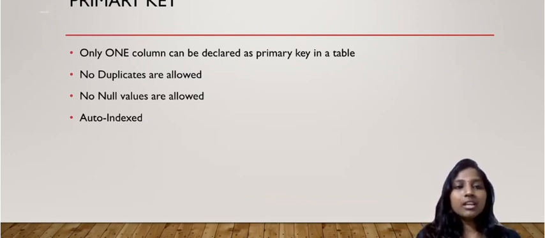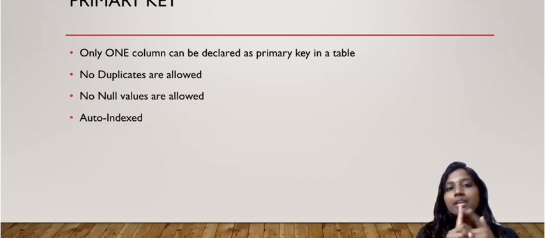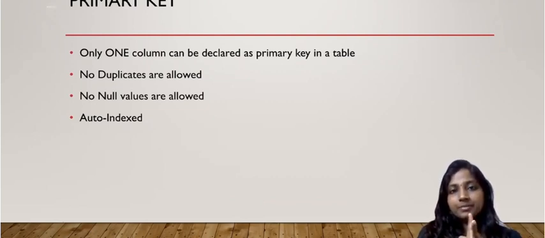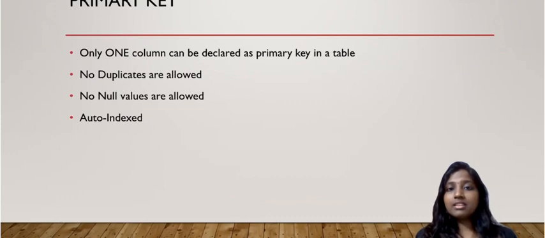Now there are 4 points which you have to remember about primary key. If you have a table, only one column can be defined as primary key, meaning that is the main column for the entire table. That is a key column, an important column. And the next one is no duplicates are allowed, because that is an important column in the table, and you cannot allow duplicates inside it. If it has duplicates, it doesn't make sense.